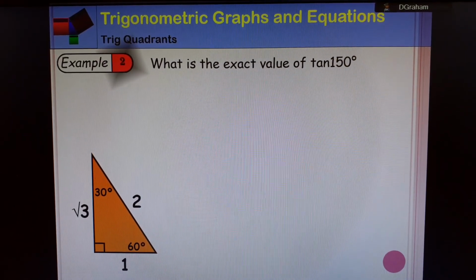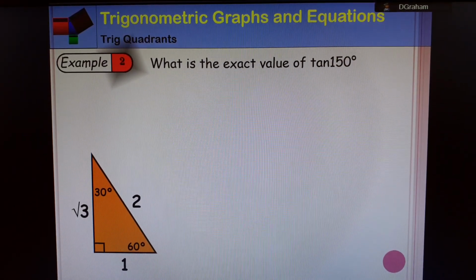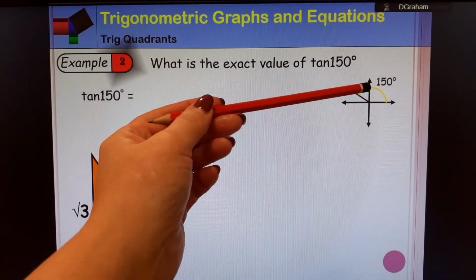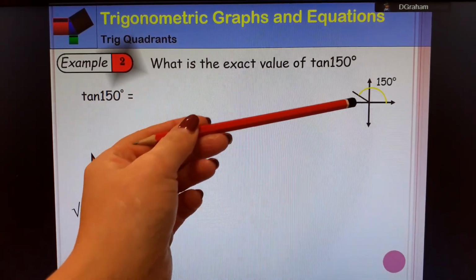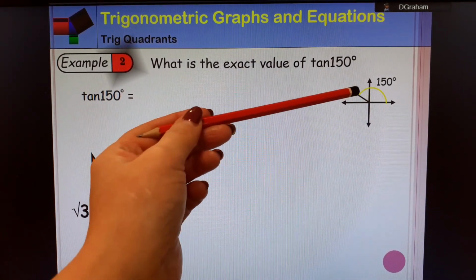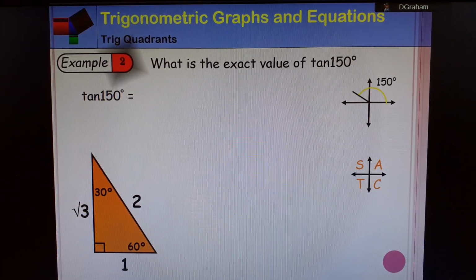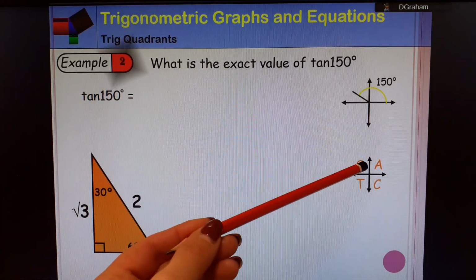Let's have a look at this one. What is the exact value of tan of 150? So let's put it into the table. So there's 90 round to there, that would be 180, so just short of 180, so 150 is in there, in quadrant 2. So look at the quadrants again, remind yourself what quadrant 2 is. Quadrant 2 is the sine quadrant. So we're finding the tan in the sine quadrant.